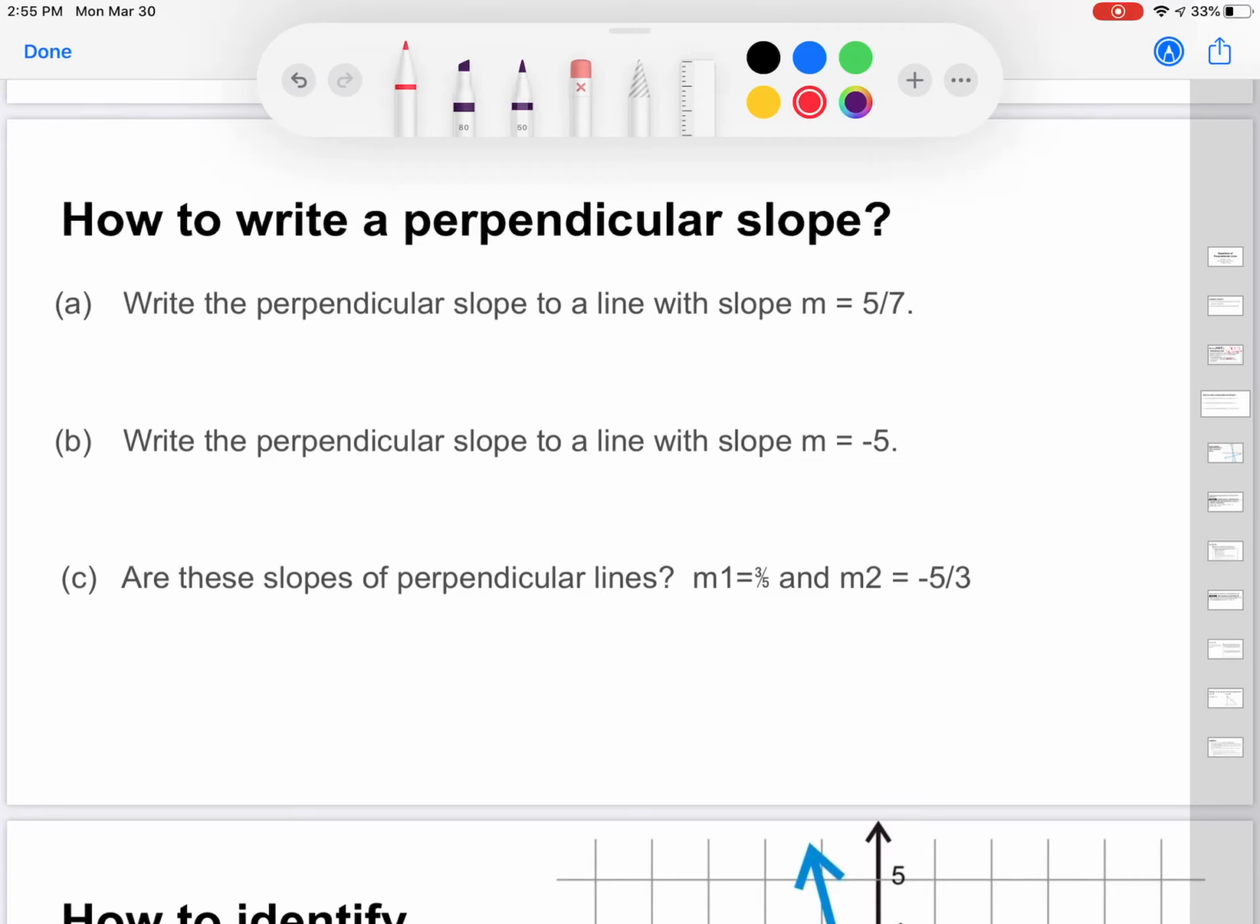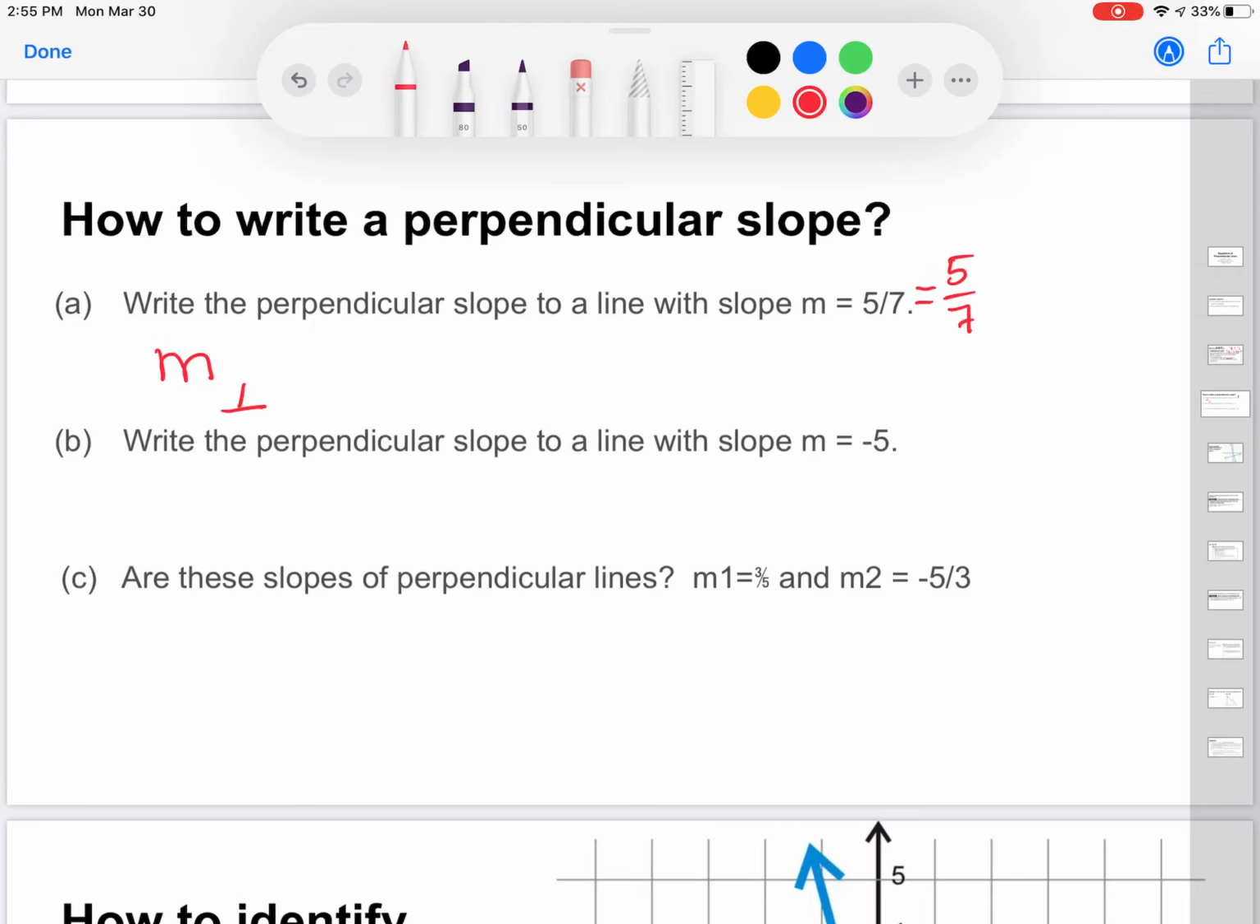So here we're looking at how to write a perpendicular slope, and we just talked about that briefly on the last slide. We're given this slope m is equal to 5/7, and we'll go ahead and write that out. And then we want to write the perpendicular slope. Now, there's a notation for that, okay? We can use a little subscript of this symbol, which means perpendicular to. So a subscript just tells you which one are you looking at? In this case, a slope. And which slope?